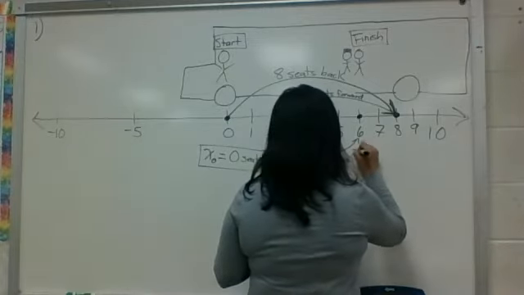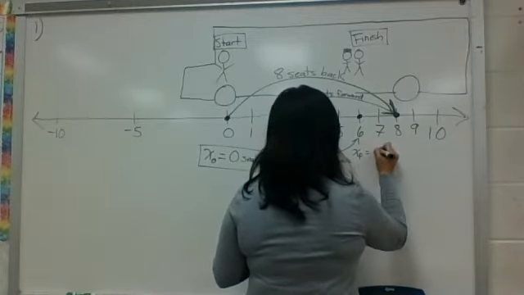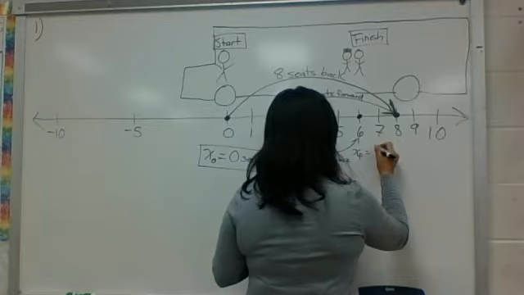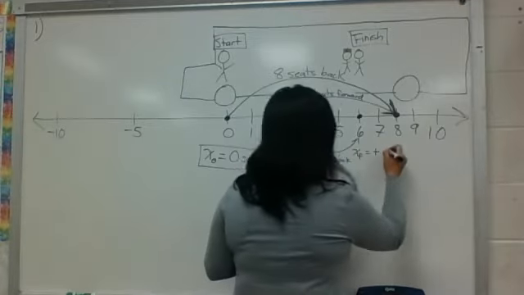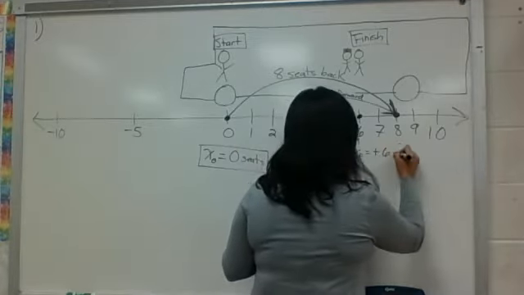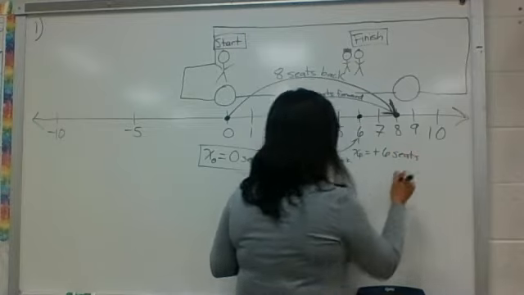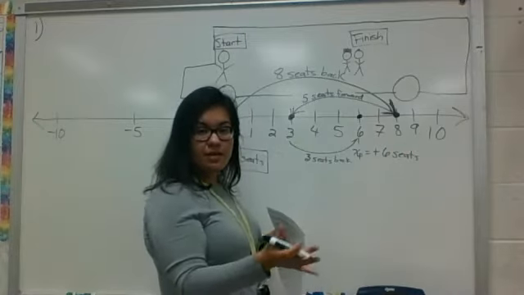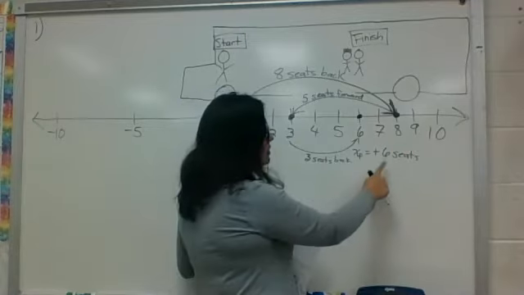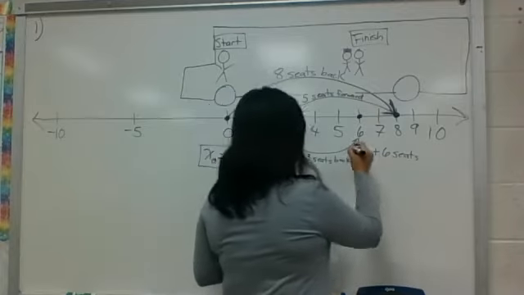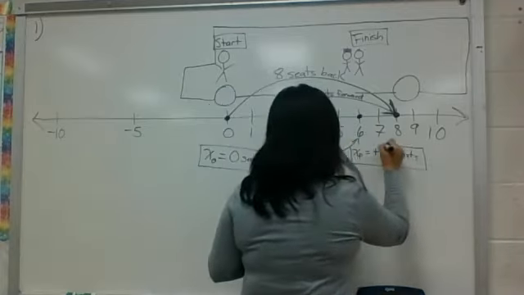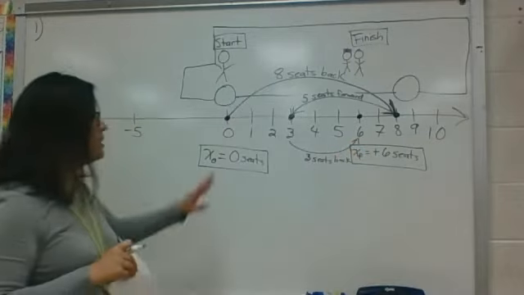So xf stands for final position, is equal to positive, if he's on the positive end of the number line, positive 6 seats. So remember that anytime you give a position, it's got to have 3 things. It's got to have the number, the units, and also the direction. And I'm going to go ahead and just mark that so it really stands out.